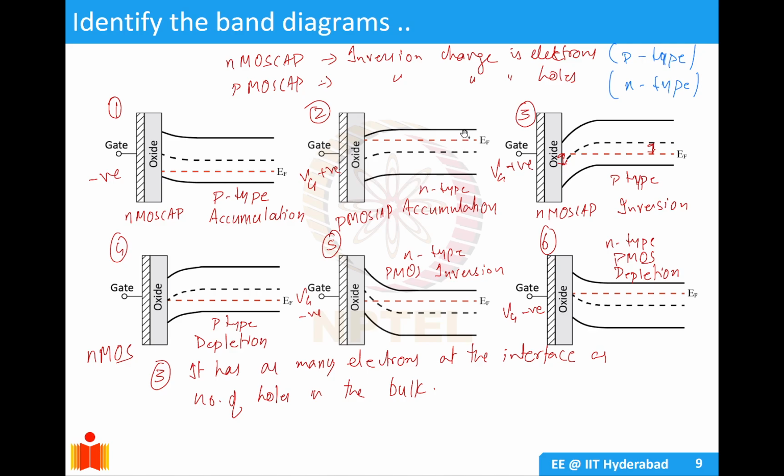Now you see here, EF is closer to EC in the bulk, so it is N-type. At the interface, your EF is moving even closer to EC. So accumulation of electrons is happening, and for that your gate voltage has to be positive.